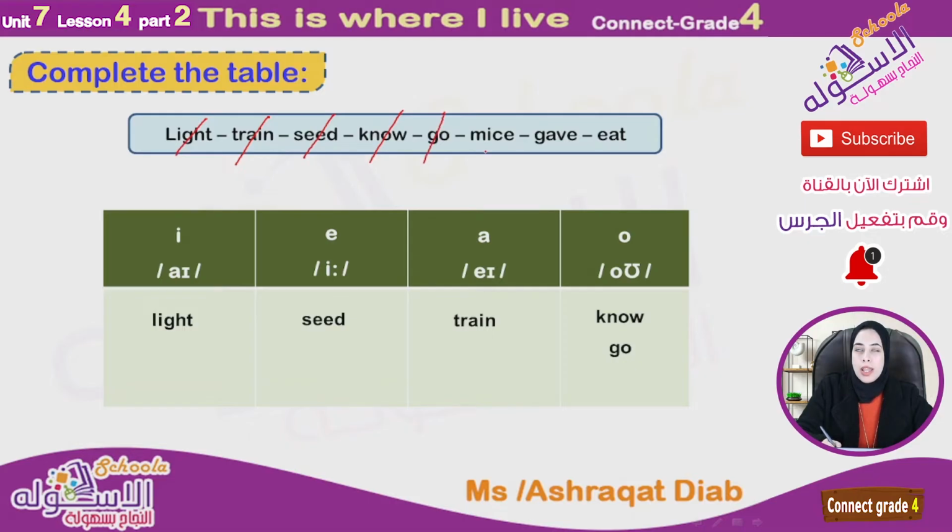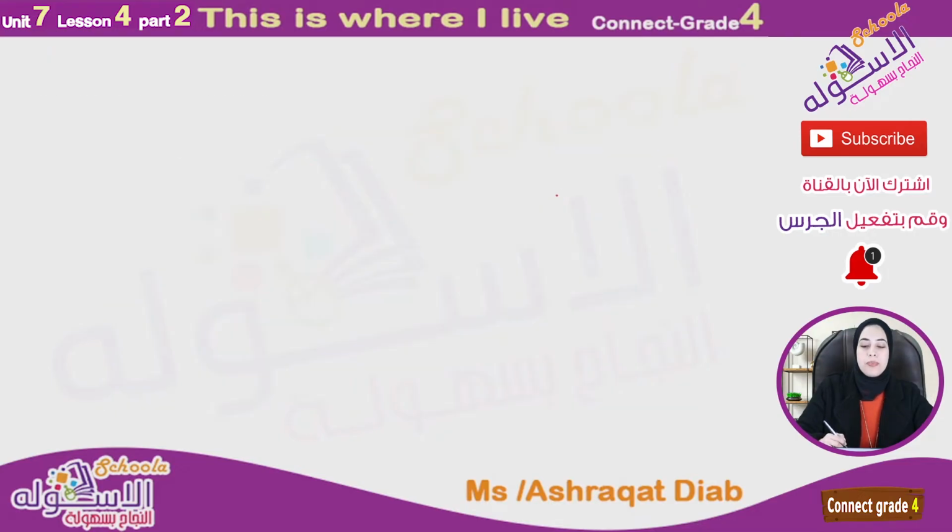Mice. I. So it's I. Excellent. Gave. A. Gave. So it's long A. Very good. Eat. E. So it's long E. Well, now it's easy. Very good.